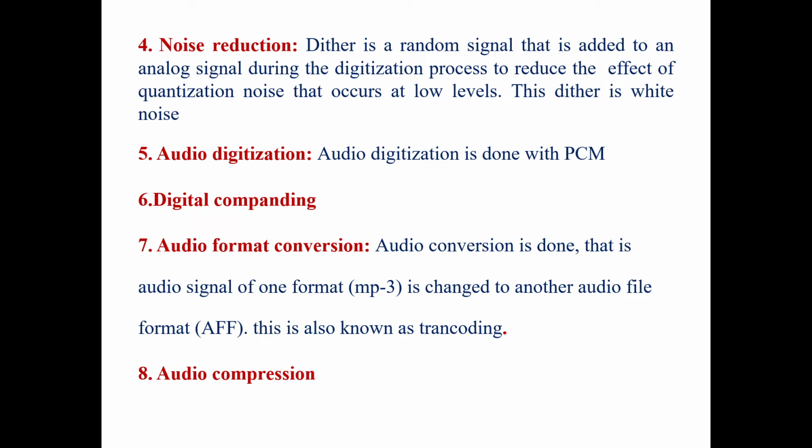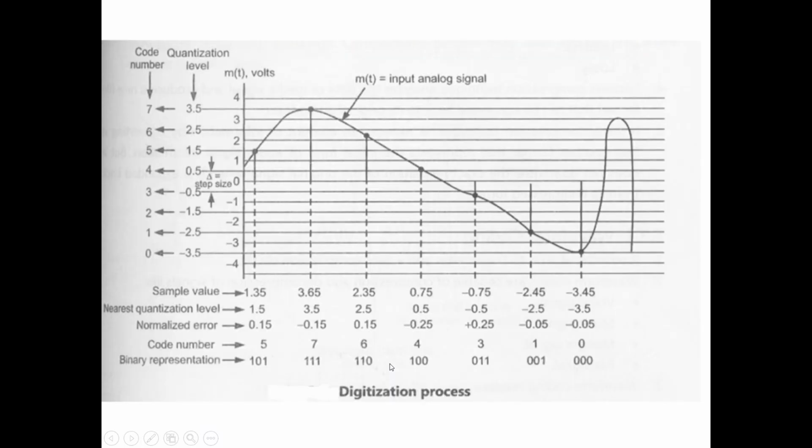Audio format conversion. Here, we know that MP3 gives you the maximum compression, then your audio conversion is done, that is, an audio signal of one format, say MP3, is changed to another audio file format, AIFF. This is also known as transcoding, and the last step done with that audio is audio compression. Okay, so this is how the digitization process takes place.